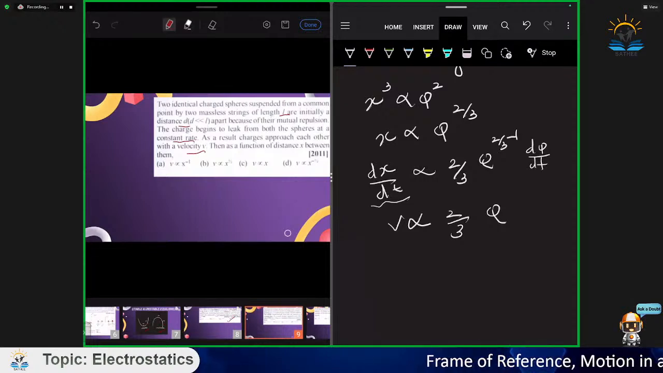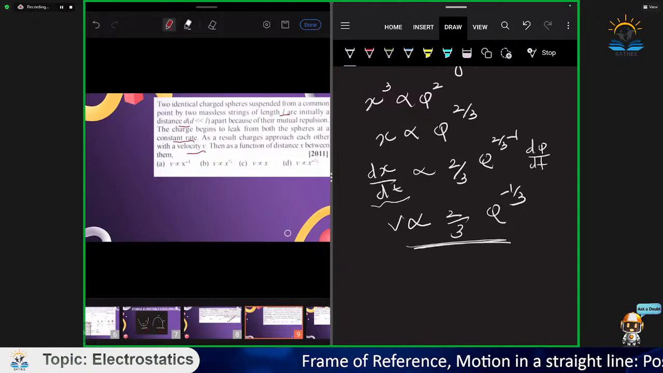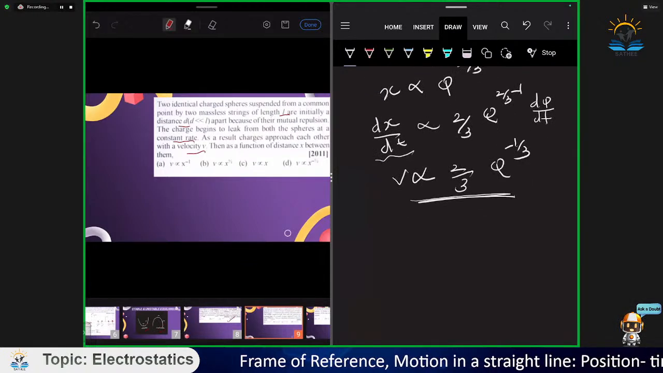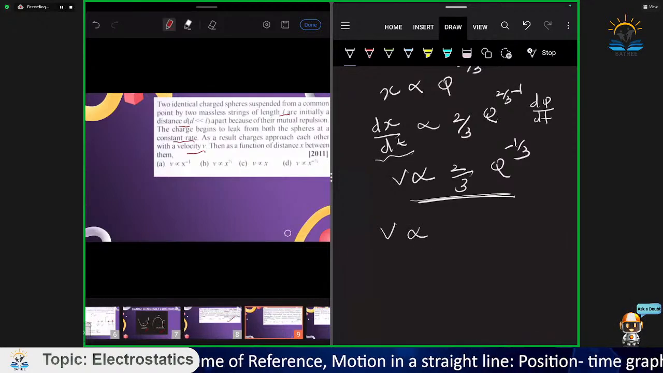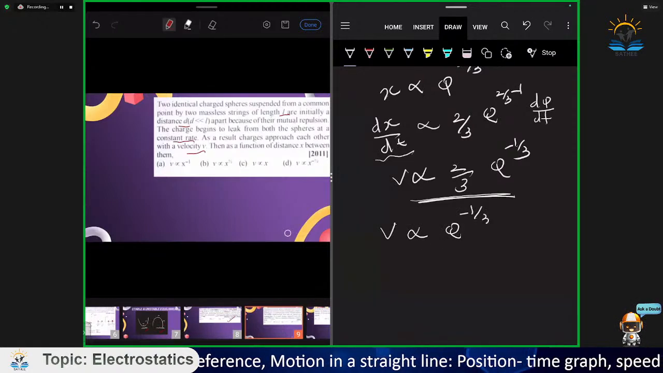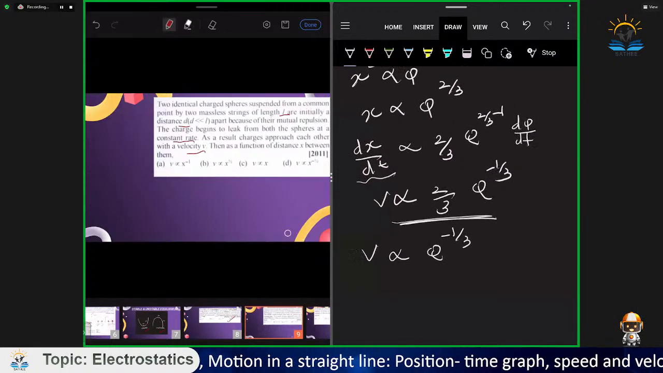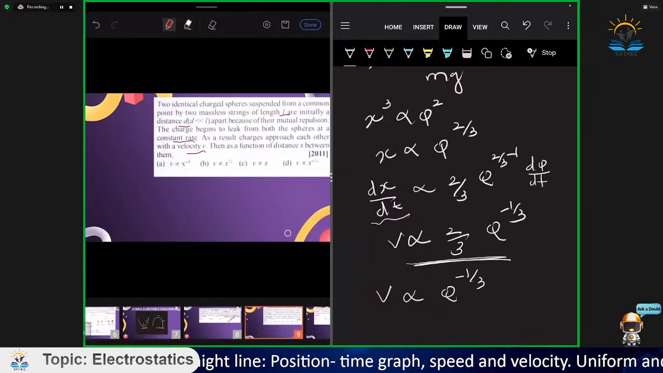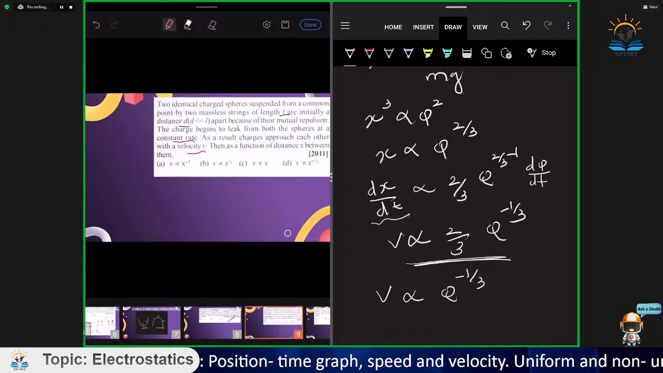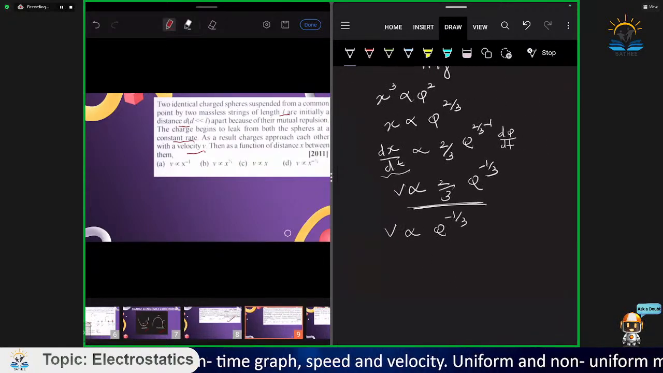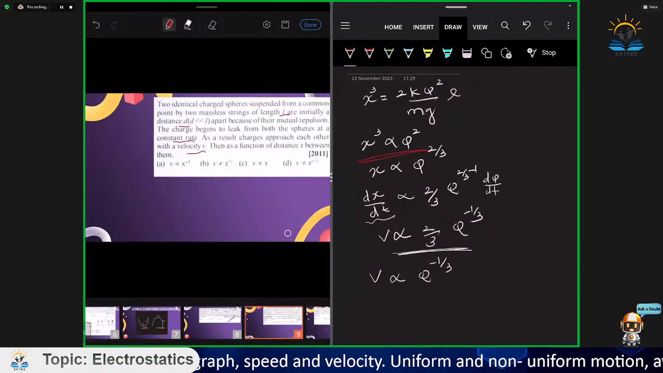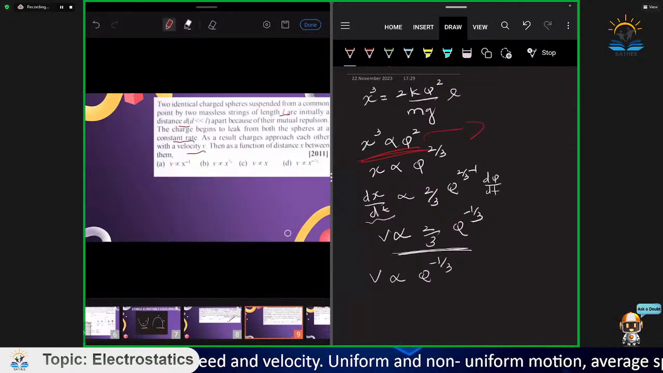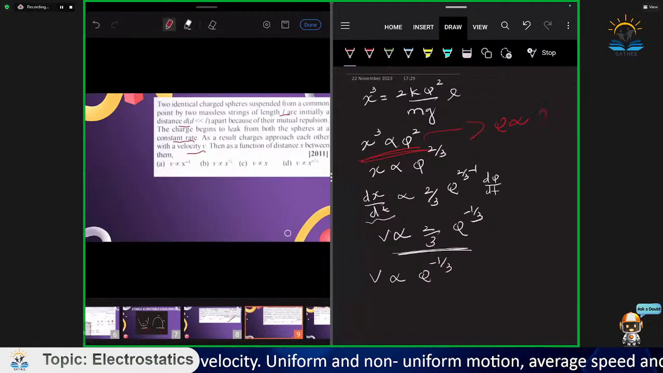So this will be velocity proportional to 2 by 3 q raised to 2 by 3 minus 1, which will be minus 1 by 3, right? Minus 1 by 3. So for velocity we got the relation velocity proportional to q raised to minus 1 by 3, and from this relation we know that q is proportional to x raised to 3 by 2, right?